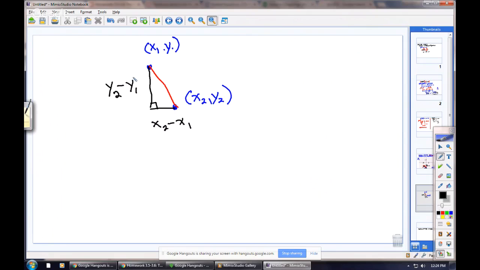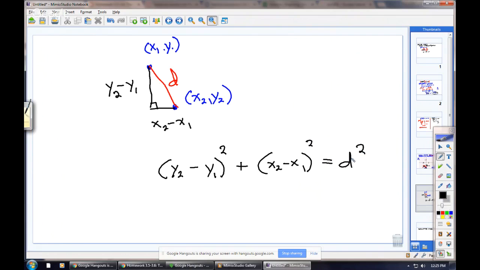Pythagorean theorem says square each of these lengths. So I'm going to take my y2 minus my y1, square it. So that's the length of this side. Pythagorean theorem says square the length of the other leg. So add that on to the square of the other length of the leg, x2 minus x1. And that will give you the square of the distance here. So let's call that d for distance. So that equals d squared.